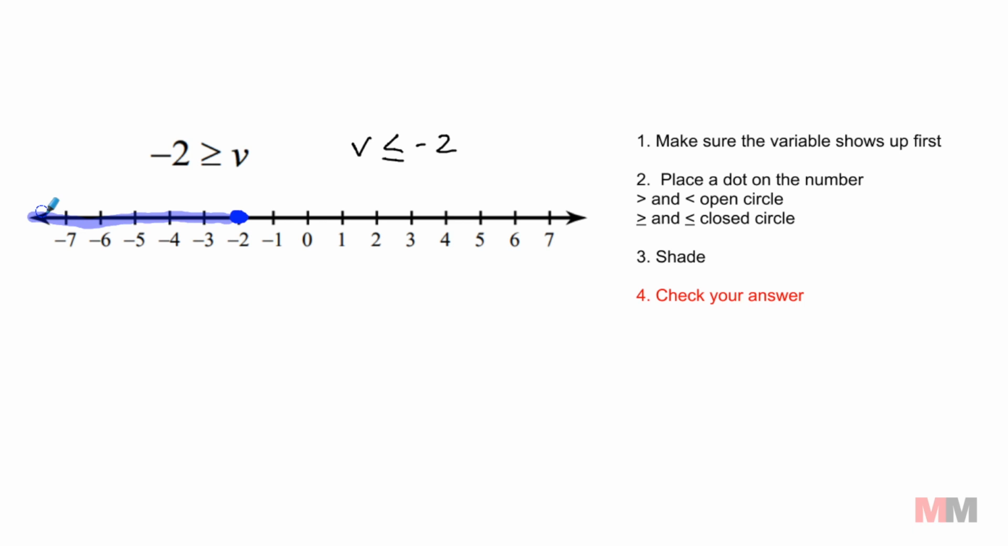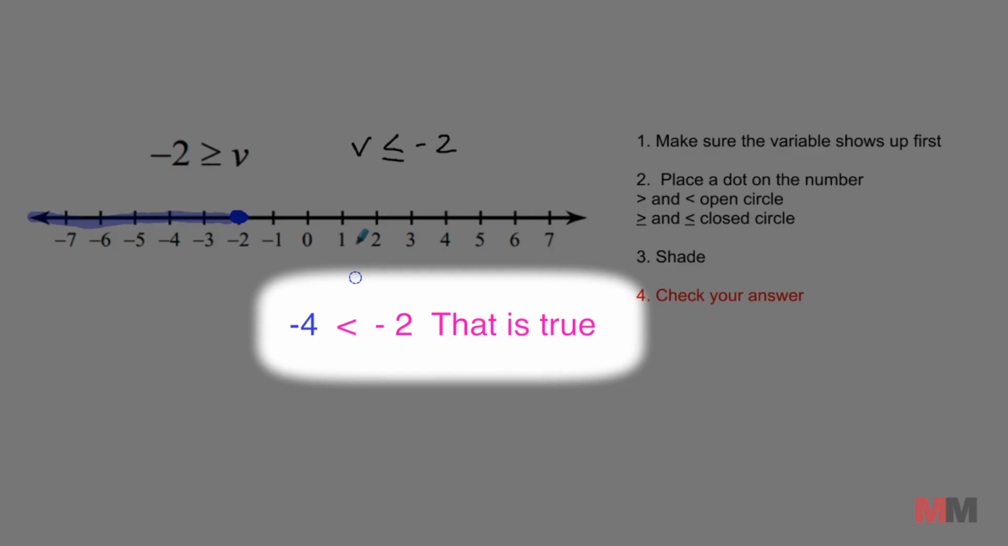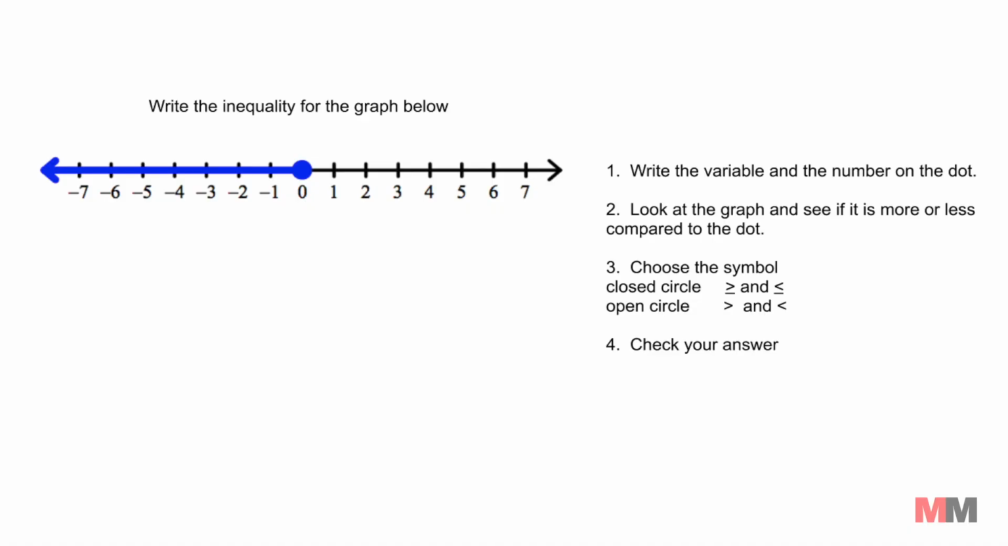And then the last step, plug it in. Let's just plug in -4. -4 is less than or equal to -2. That is correct. Now we don't have to second guess ourselves. How about when you have to write an inequality to represent the stuff that is graphed?